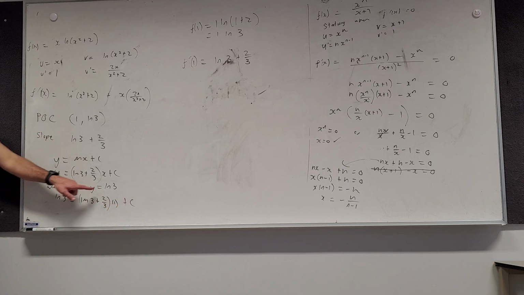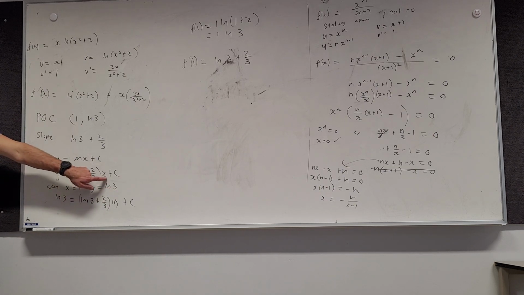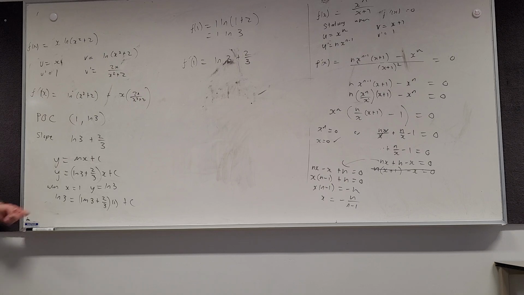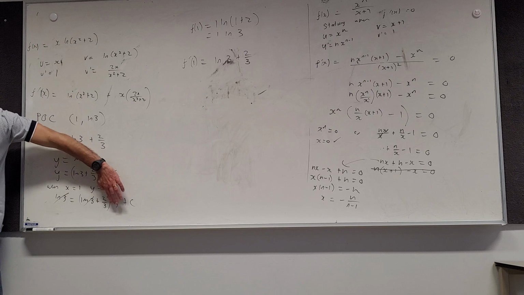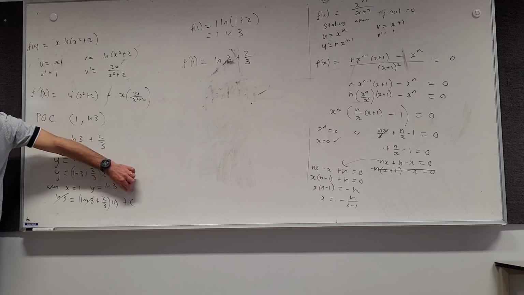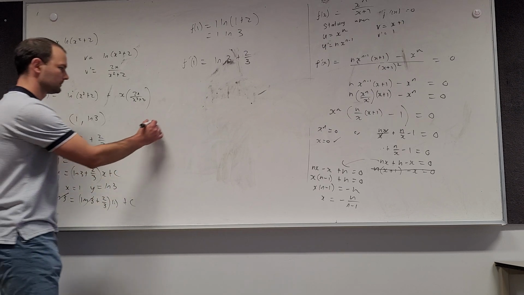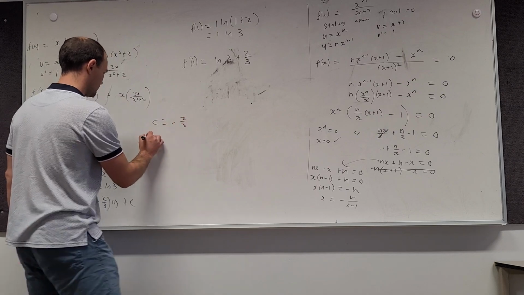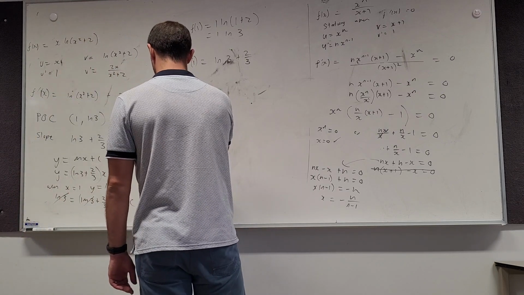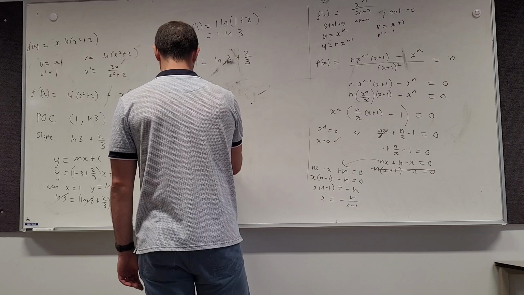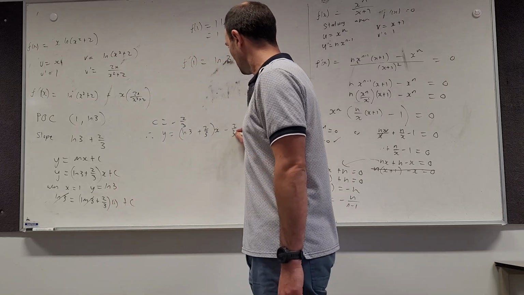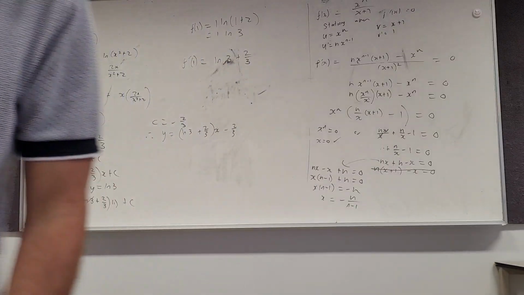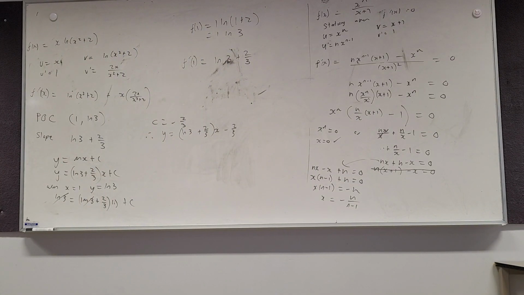Alright, so when x is 1, y is ln 3. I've put ln 3 where the y is. I've put the number 1 where the x is. We've got ln 3 on both sides, that can cancel. And because it's multiplied by 1, we've got c equals minus 2/3. So therefore the tangent is y equals (ln 3 plus 2/3)x minus 2/3. Good.